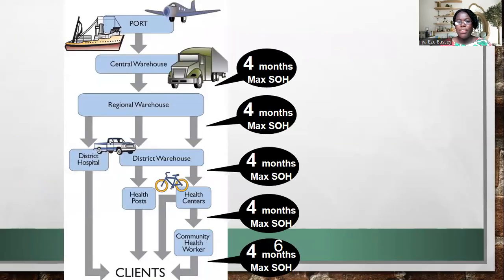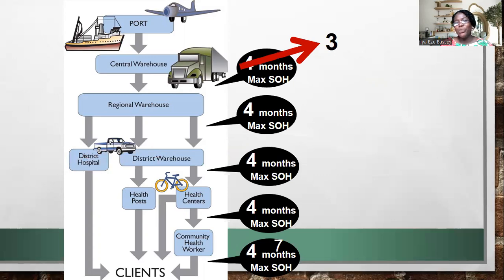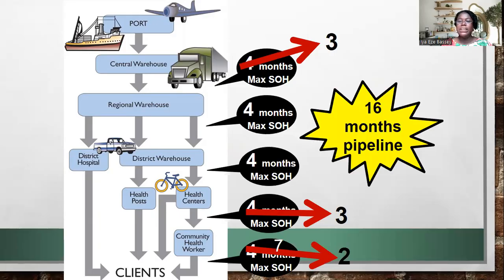We are back to that pipeline again. It's a 20-month pipeline. So we could remove one level, the district warehouse level, in which case we now have a 16-month pipeline. You could also decide that you will reduce the max at more than one level. Let's reduce 1 month from the central warehouse, reduce 1 month from the health centers, and let's say 2 more months from the community health workers. If we do that, we now have also a 16-month pipeline.